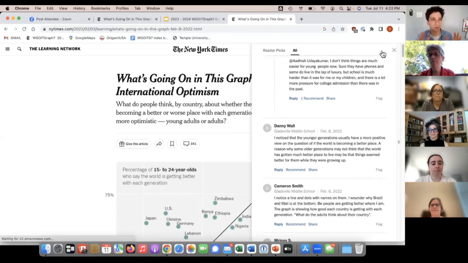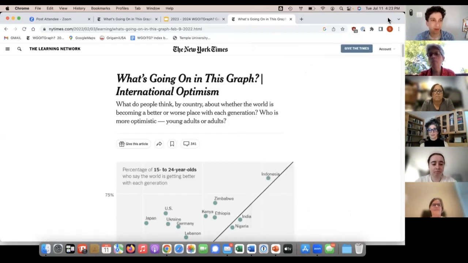Amazing. And to my understanding, the graphs are only released from like September to May, the school year months. Is that correct? That's right. But the archives are always open. So you can always go back and look at other graphs.